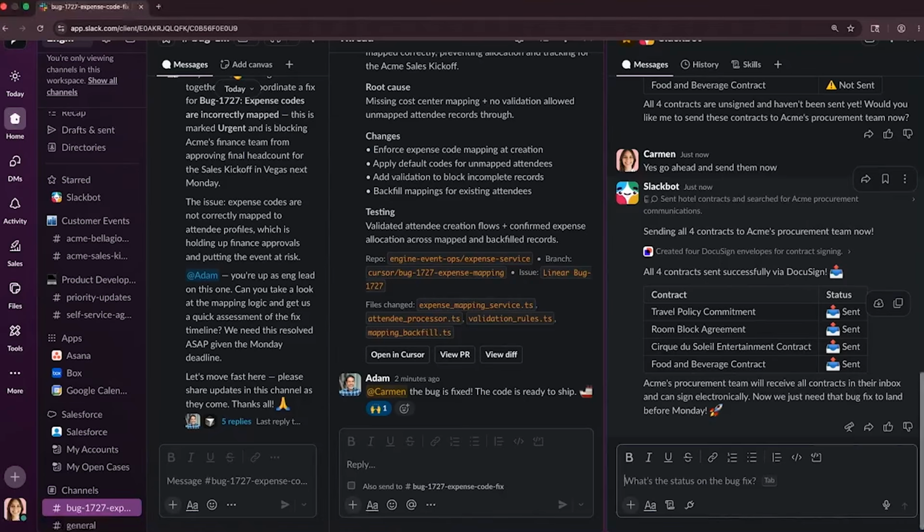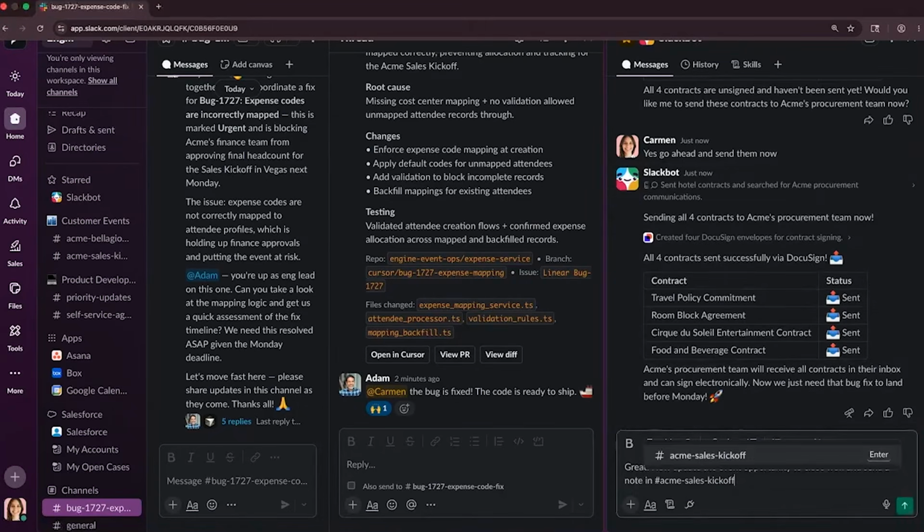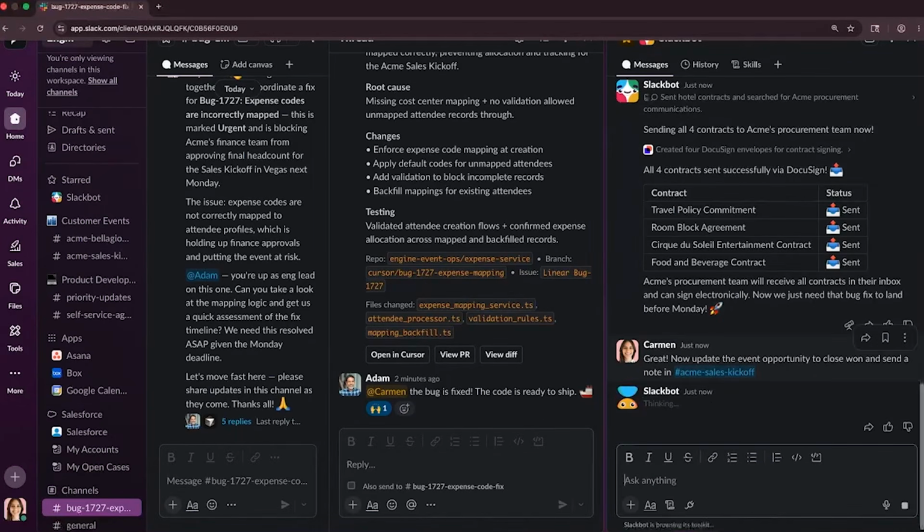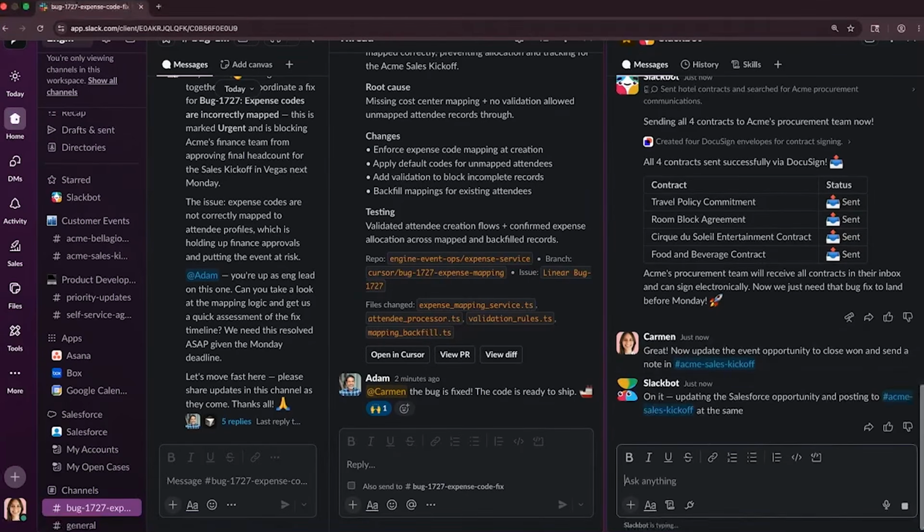We have all of this context. So I think we're going to finish this off with a little bit of a nod to our Salesforce, what I like to call the mothership, our lovely mothership. And what we're going to do is essentially ask Slackbot to update the opportunity for me. Not only that, I want you to go ahead and send a note within my channel to let everybody know, awesome, we're good, and we're feeling strong about this moving forward on Monday.